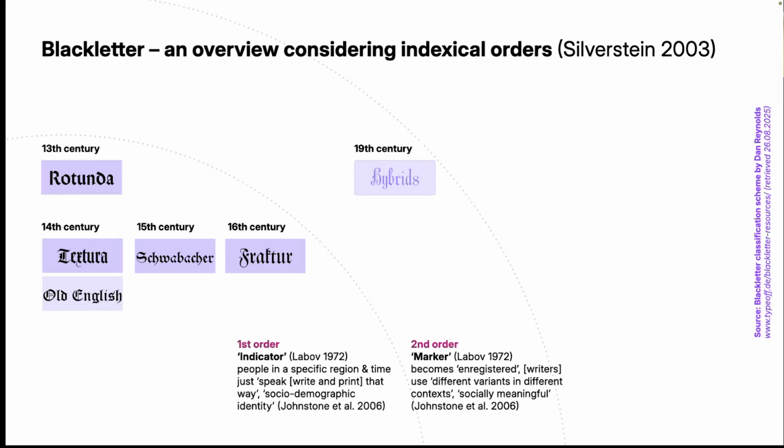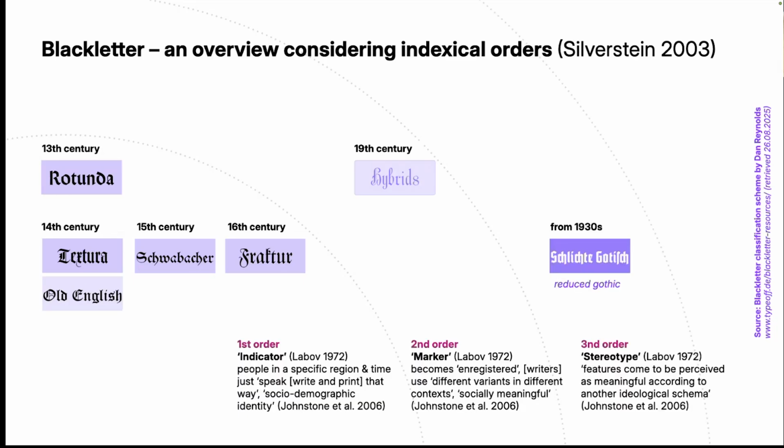Now here, the feature becomes enregistered and blackletter becomes tied to the German nation and is claimed that the German language would be best represented in blackletter as if there would be an inherent connection. So it becomes a marker, it becomes socially meaningful. The next layer, one could argue, in 1933, the National Socialists declare blackletter as the German Volksschrift, and start using it widely in fascist propaganda.